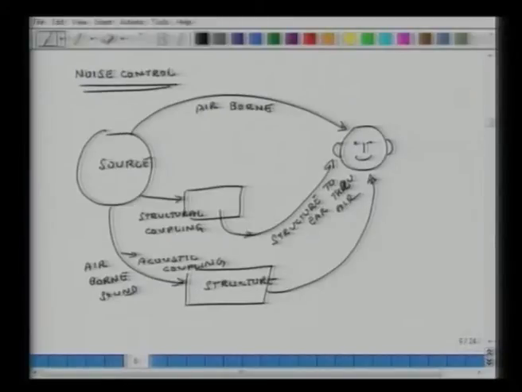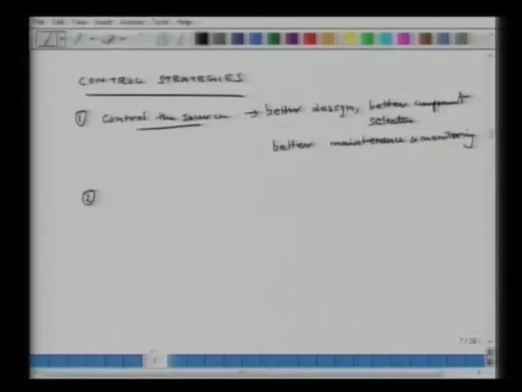The second thing is this airborne element, right? This one. So to address that, you minimize airborne transmission. And here we have to understand the acoustics of the workplace.